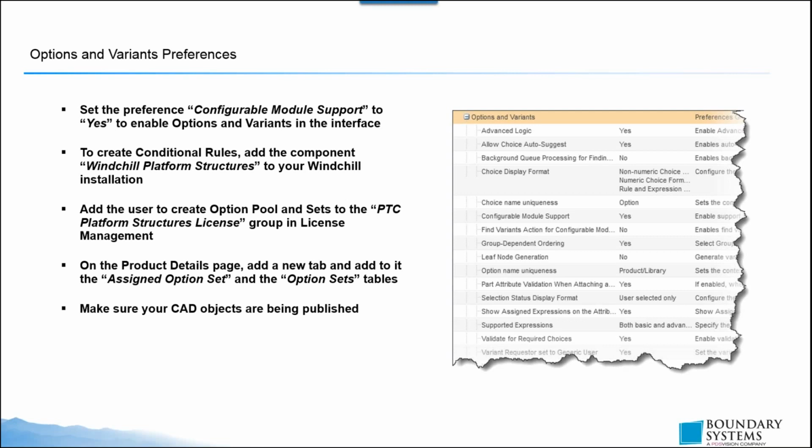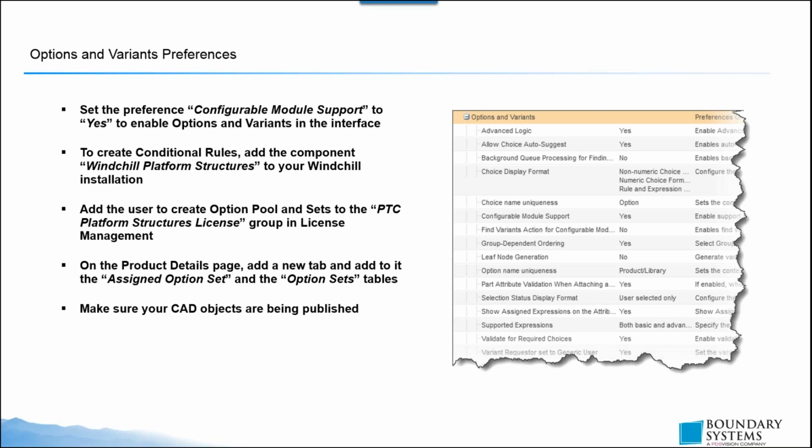On the product details page, add a new tab and add the assigned option set and the option sets tables. I'll point that out to you once we jump into the demo. Make sure that your CAD objects are being published.